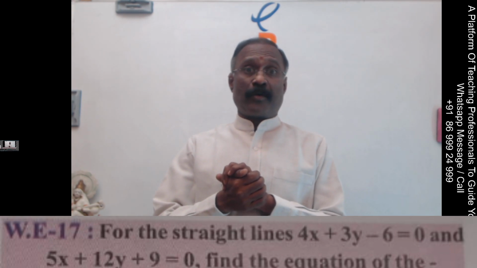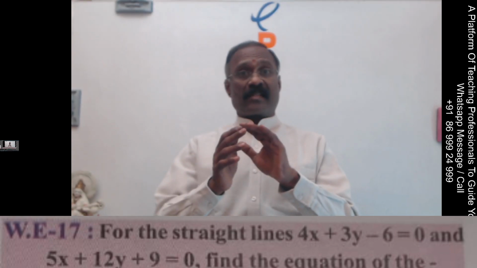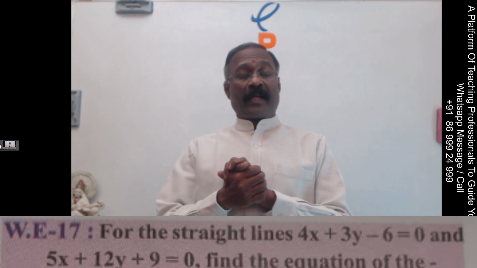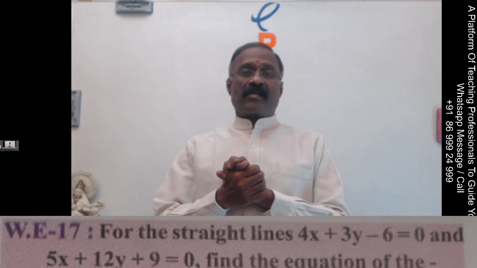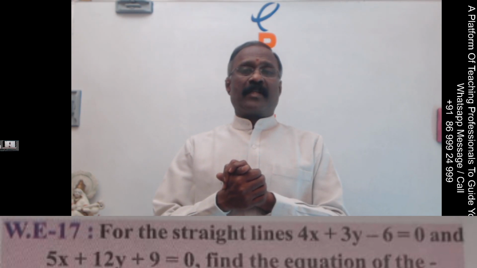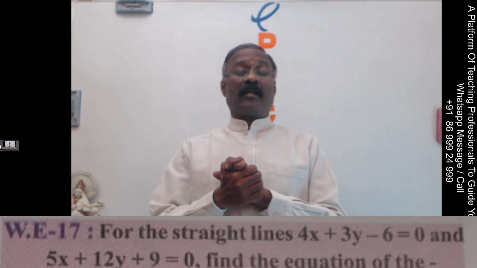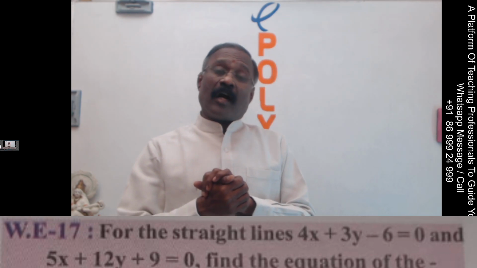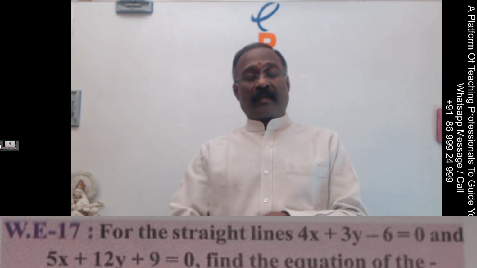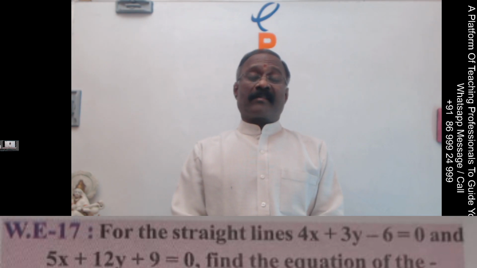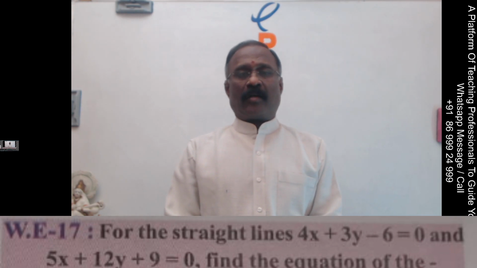If a1a2 plus b1b2 is greater than 0, then by taking minus, you will get the acute angle bisector, and by taking plus, you will get the obtuse angle bisector. Similarly, if you get a1a2 plus b1b2 less than 0, then by taking plus, you will get the acute angle bisector, and by taking minus, you will get the obtuse angle bisector. That's about it.